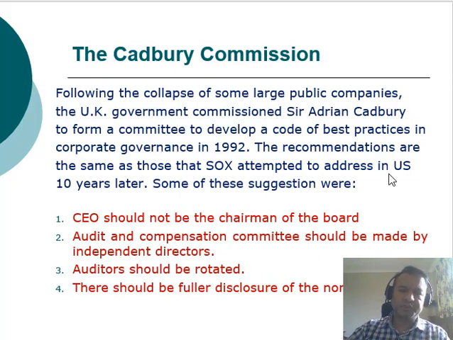The Cadbury Commission in the UK, on the other hand, came following the collapse of some large public companies in the UK. The government commissioned Sir Adrian Cadbury to form a committee to develop a code of best practices in corporate governance in 1992. The recommendations of the Cadbury Commission are very similar to the SOX Act in the USA. However, the SOX Act was actually attempted in the US market 10 years after the Cadbury Commission.